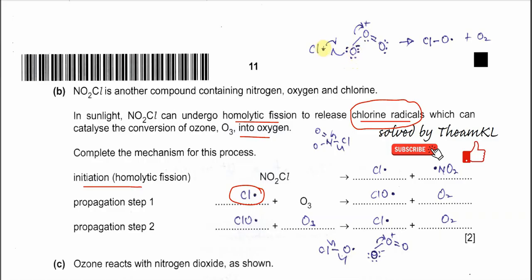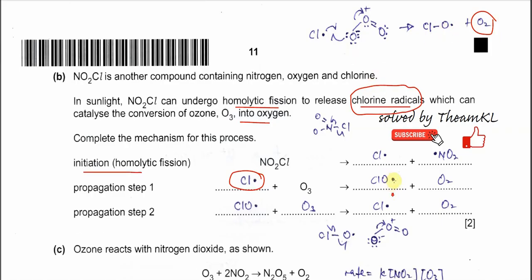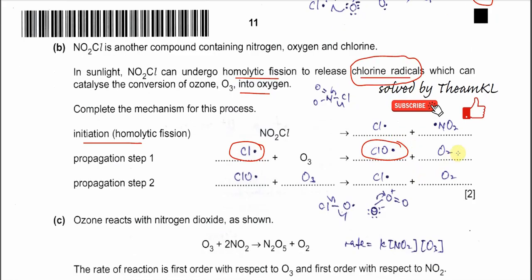So this unpaired electron will combine with another electron from this oxygen to form the radical. And of course, at the same time, this pair of electrons will move to these oxygens with positive charge to form the oxygen. And because one electron is used up to form this bond, the oxygen now has one unpaired electron. So this is the ClO radical that is produced.